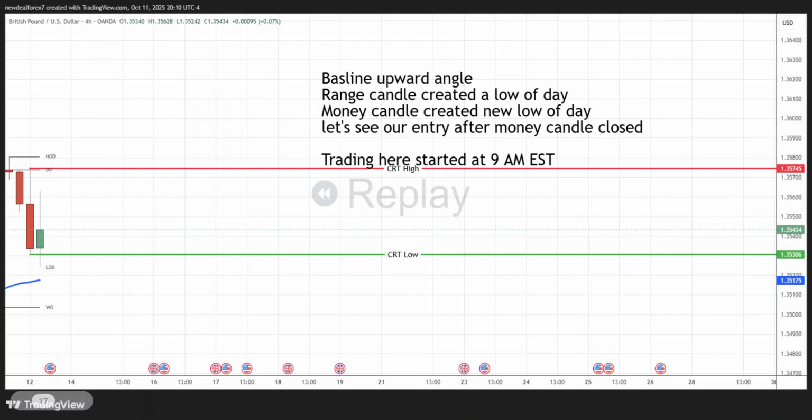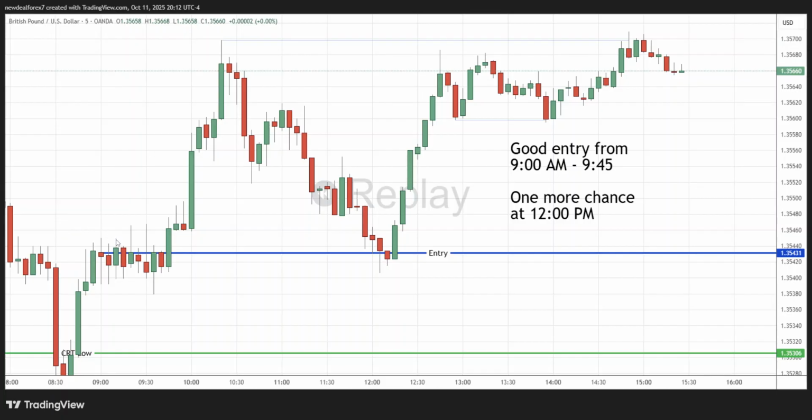So in this case, trading started at 9 a.m. So this is the 5 a.m. range candle that had the first low of the day and then a new low of the day here. I'm sorry, this is the 1 a.m. range candle. I'm sorry about that. This candle was created at 1 a.m. This candle was created at 5 a.m. So once this candle closes, 9 a.m., we start trading. The entry, good entry would have been between 9 a.m. and 9:45 because notice here on this 5-minute chart, price just consolidated. It didn't do much of anything.